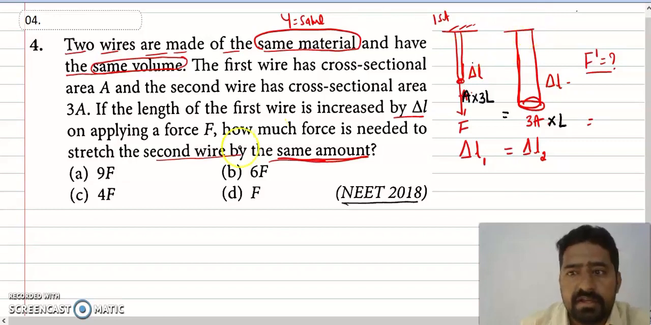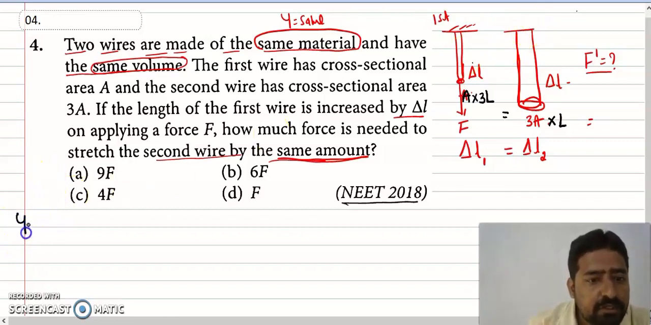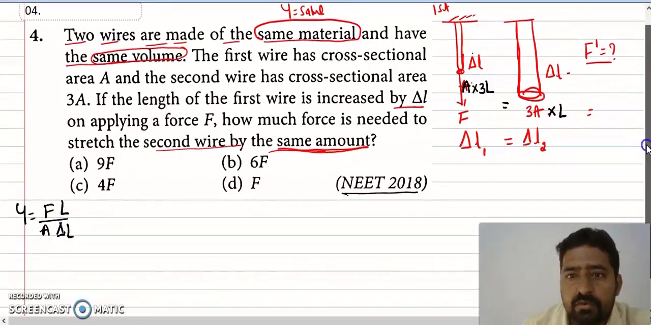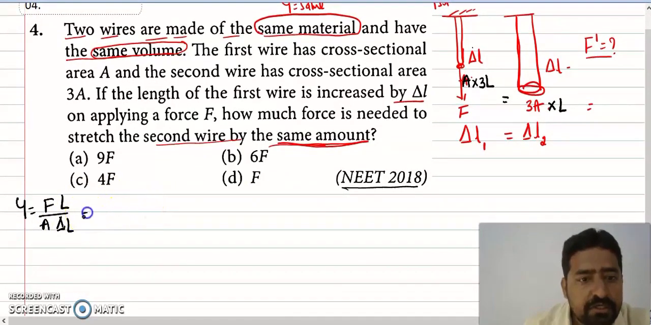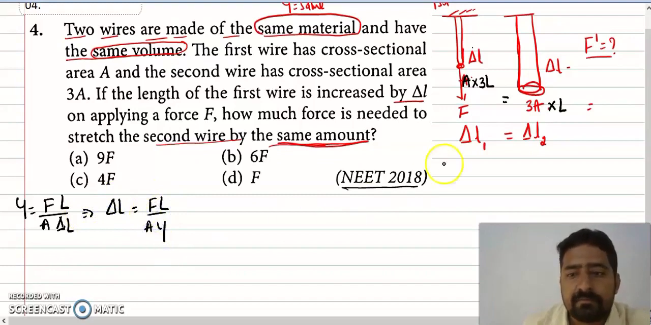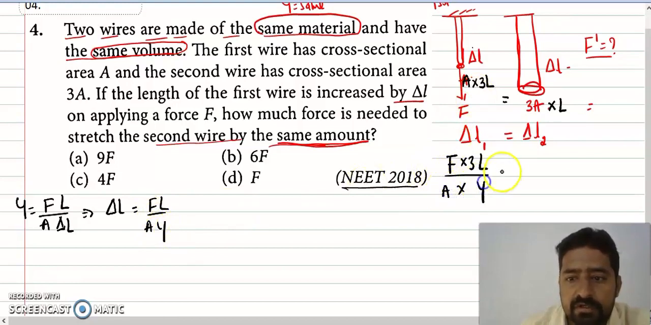ಹಾಗಾದ್ರೆ ನೋಡಿ ವಿ ನೋ ದಟ್ ಯಂಗ್ಸ್ ಮಾಡ್ಯುಲಸ್ ಇಸ್ ಈಕ್ವಲ್ ಟು FL divided by A into delta L. ಎರಡು ವೈರ್ದು ಸೇಮ್ ಇದೆ ಎಕ್ಸ್ಟೆನ್ಷನ್, so delta L is equal to FL divided by A into Young's modulus. ಫಸ್ಟ್ ವೈರ್ ಇಂದು ಫೋರ್ಸ್ F, ದೆನ್ ಲೆಂತ್ ಇಸ್ 3L, area of cross section is A into Young's modulus Y; second wire force F dash, length is L, divided by area of cross section 3A into Young's modulus Y is the same.